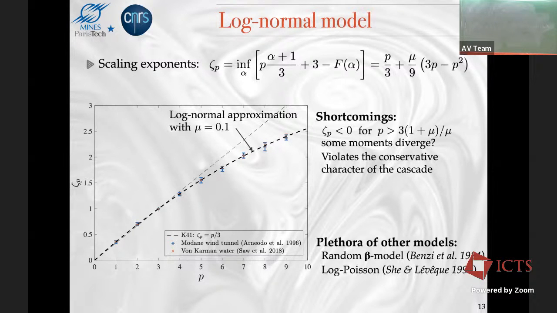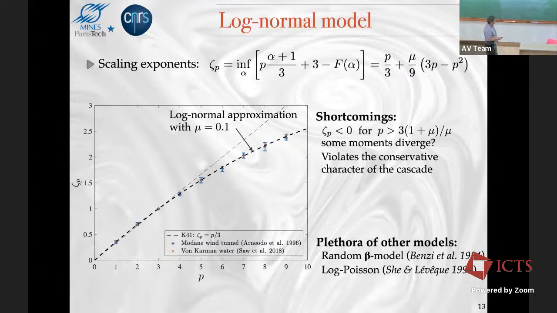The bold dash line, not the thin one, is this thing again with mu 0.1. And you see that it's pretty well fitting the data, and it's indeed predicting that you have very small deviations at small values of p. So now there are some problems with this log-normal model. It seems okay, but there are some problems, of course.